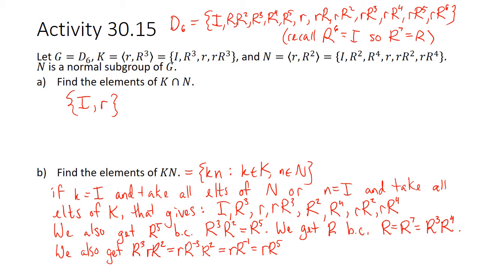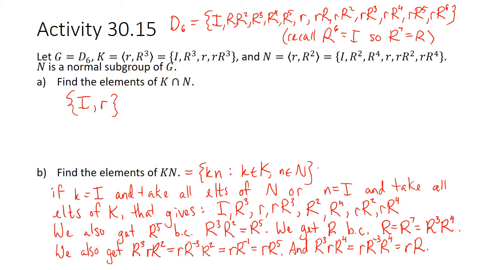So for the last one, I can do r cubed from K and then little r times big R to the 4th from N, and then that will be little r times r to the -3, times r to the +4, and then that'll be little r times big R.